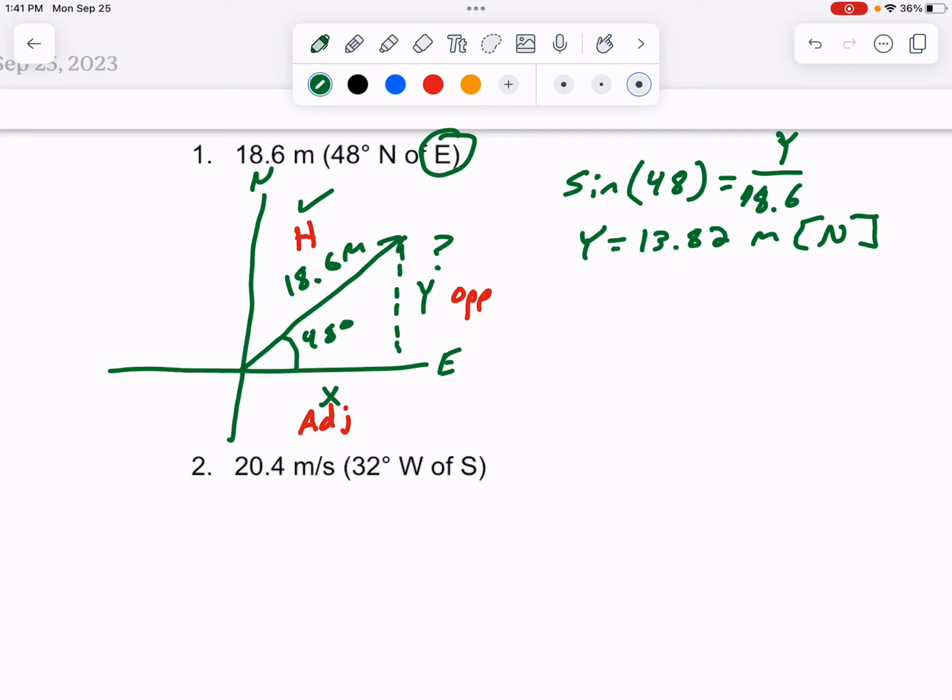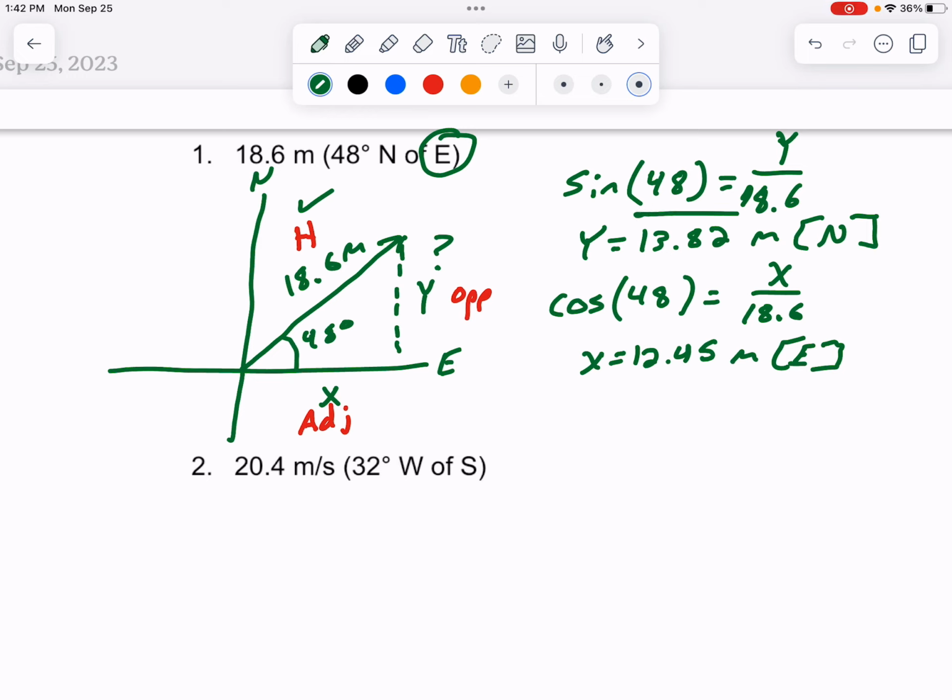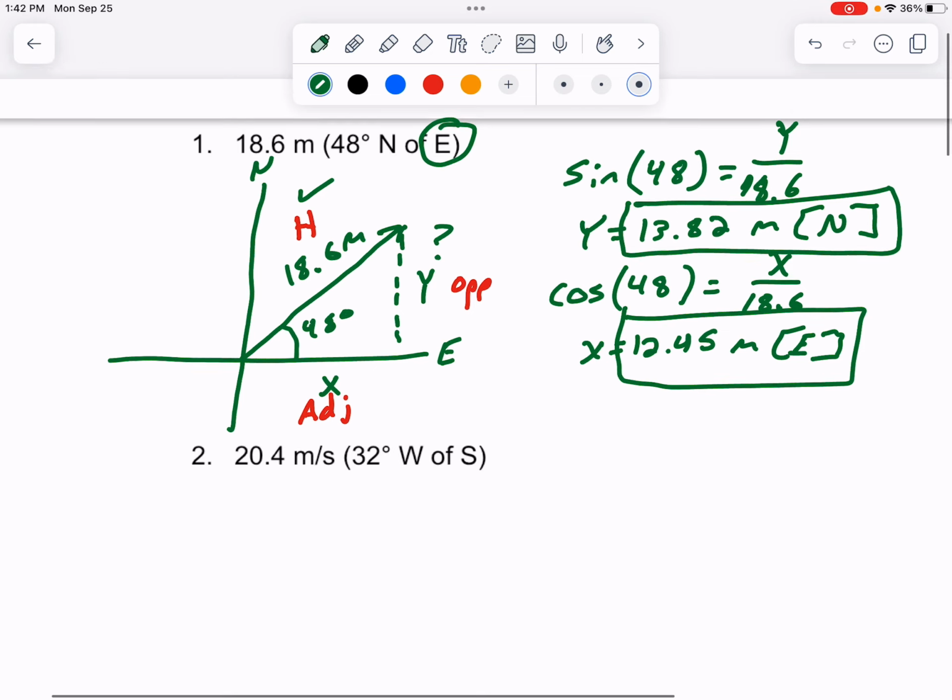I'd see which trig function uses adjacent and hypotenuse, and that's going to be your cosine. So cosine of 48 equals x over 18.6. It looks exactly the same as what we did before, now we're just using cosine. So my x comes out to be 12.45 meters east. Those are your two answers right there. That's how we break down a hypotenuse into its vertical and horizontal components.